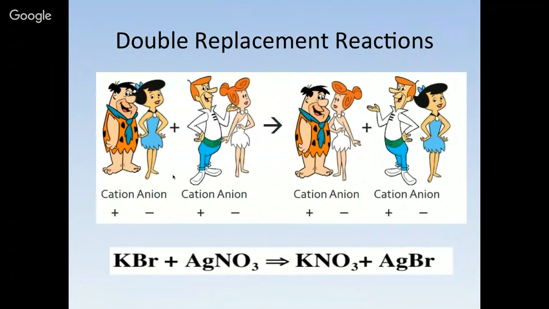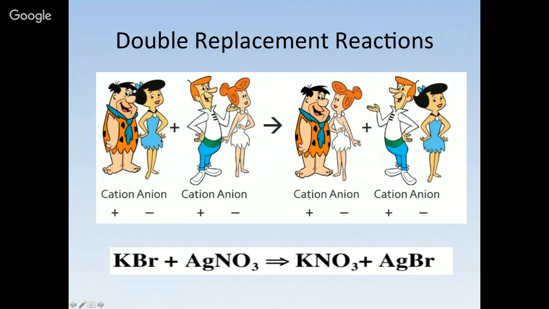I really liked this little cartoon that I had found. Remember, they're always found with ionic compounds. So you're going to have a cation and an anion. Cation is your positive ion, your anion is your negative ion. And then they're basically going to swap partners. So they're going to start with one pair, and then the cation is going to pair with the opposite anion, and they're going to work from there.